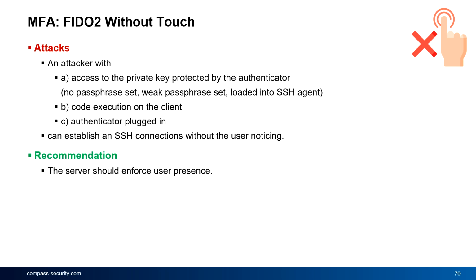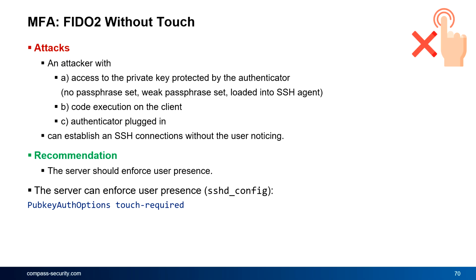So to remediate this, the server should always enforce user presence so that the user can't override this and generate keys that do not enforce user presence. This can be done in the SSH server configuration using the PubkeyAuthOptions. If you set this to touch-required, then users can't override these options anymore in the authorized_keys file.